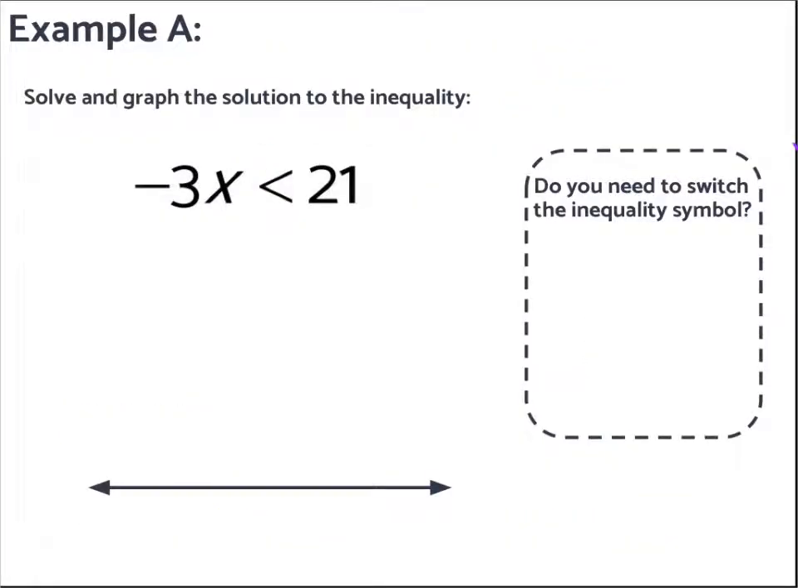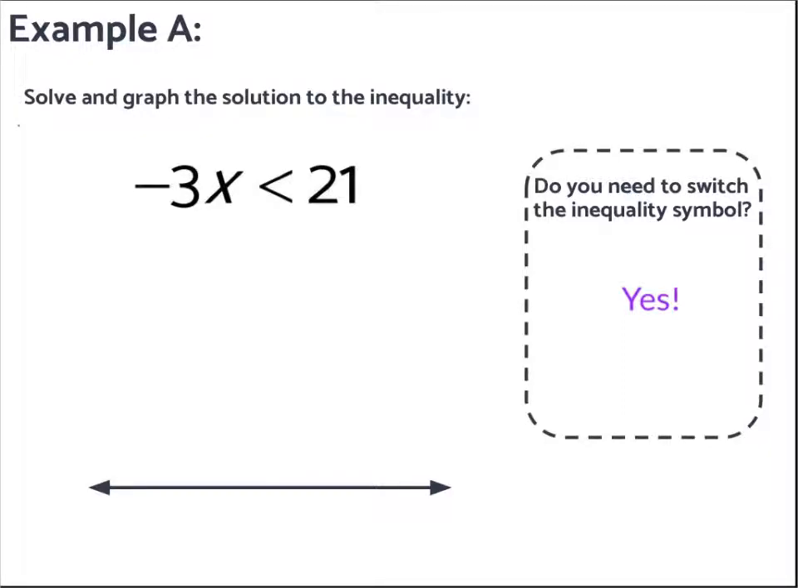So here in example A, it says solve and graph the solution to the inequality. And it gives us a little hint. It says, do you need to switch the inequality symbol? So let's take a look. Before we do anything, we see that we've got a -3 next to that x. So we know in order to get rid of that -3, we're going to have to divide both sides by -3 because that's the inverse. If we know automatically that we're going to be dividing by a negative, then we know that we are going to be flipping that sign. So yes, we are going to need to switch that inequality symbol for sure.